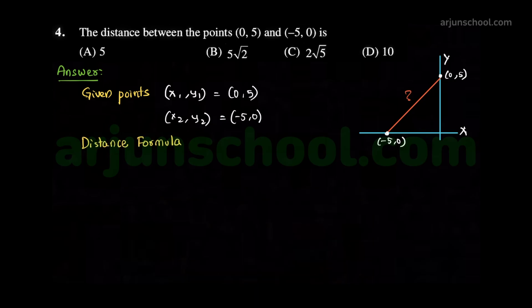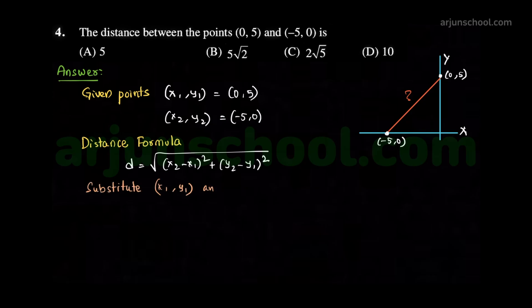And what is the distance formula? The distance between the 2 points (x1, y1) and (x2, y2) is d is equal to root over (x2 minus x1) whole square plus (y2 minus y1) whole square. Now let us substitute the values of x1, y1 and x2, y2 in the formula.